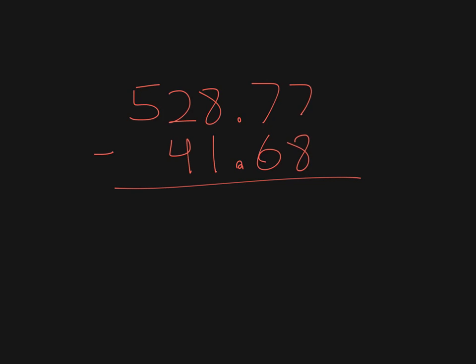7 minus 8, we cannot do that, so we borrow. This becomes a 6, and a 10 gets carried over, which makes it 17. 17 minus 8 gives us 9. 6 minus 6 gives us 0. Our decimal goes straight down. 8 minus 1 is 7. 2 minus 4, we cannot do that, so we borrow from the 5. And then that 2 becomes a 12. And 12 minus 4 is 8. And then 4 is by itself. We know the difference is going to be 487 and 9 hundredths.